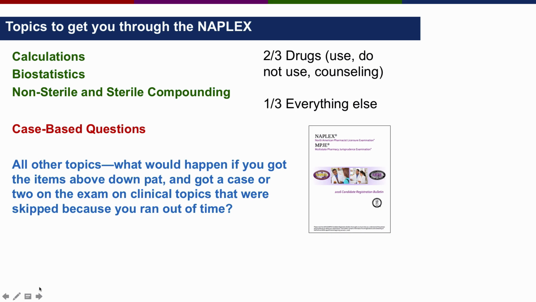And those items that are mentioned by name are, of course, important. And when we develop our course material, we are matching it to the blueprint because NABP will tell you this is what we expect you to know.